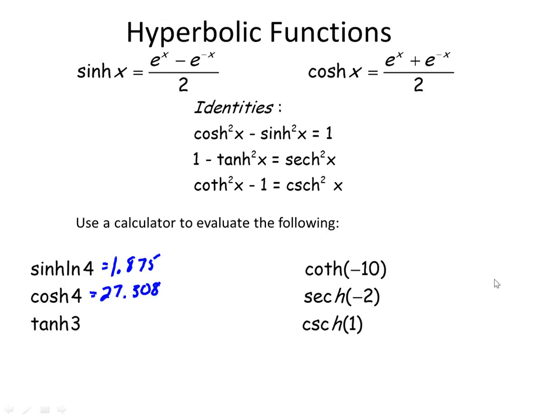Okay. For the next one, again, get your hyperbolic in there, and hit tangent, and you should see tanh. And then just hit 3. And you should be coming up with 0.995.